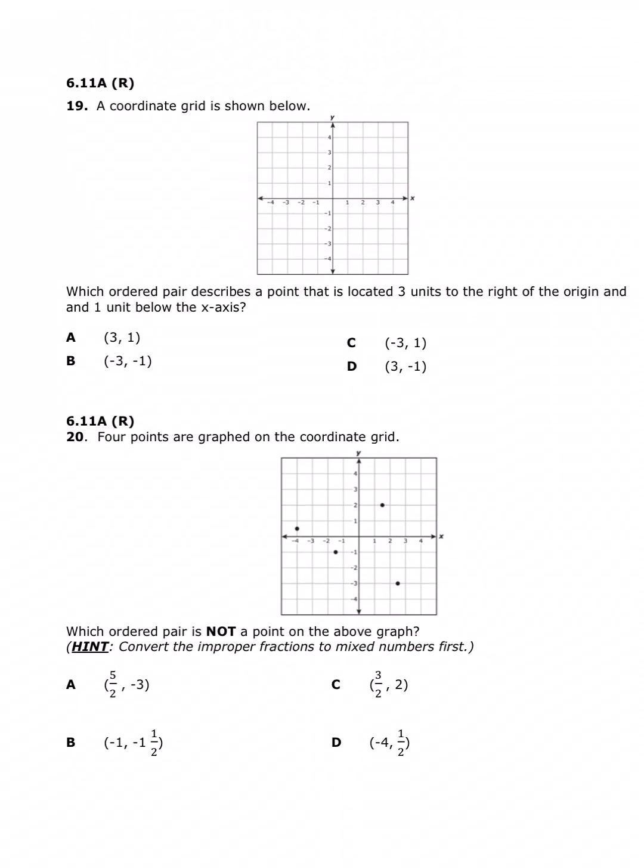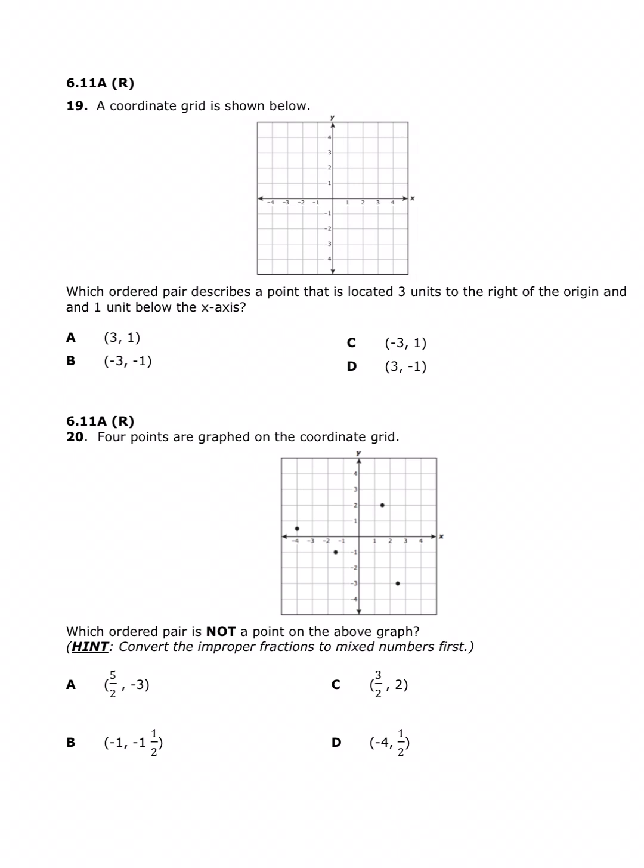19. A coordinate grid is shown below. Which ordered pair describes a point that is located 3 units to the right of the origin and 1 unit below the x-axis? A 3, 1, B negative 3, negative 1, C negative 3, 1, D 3, negative 1.